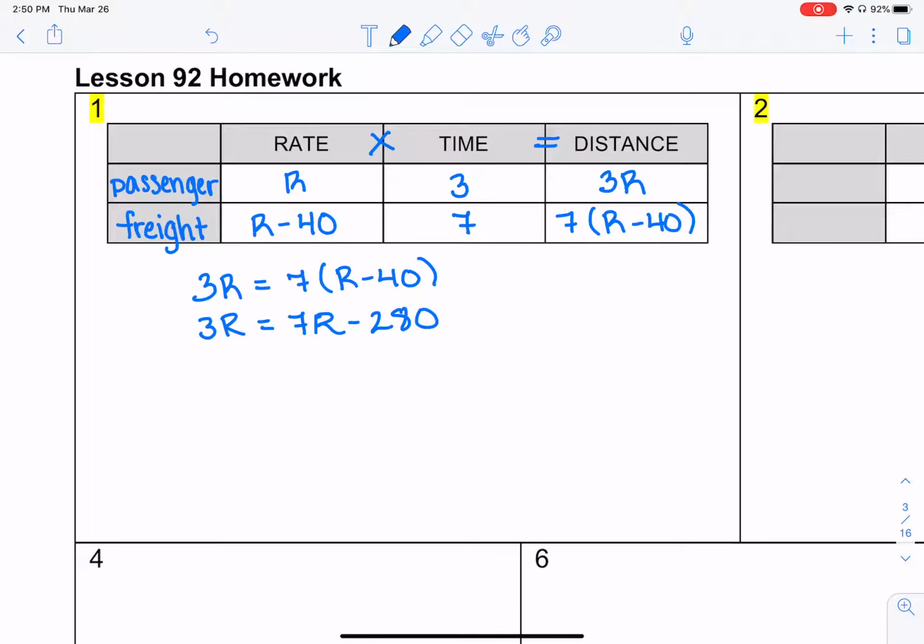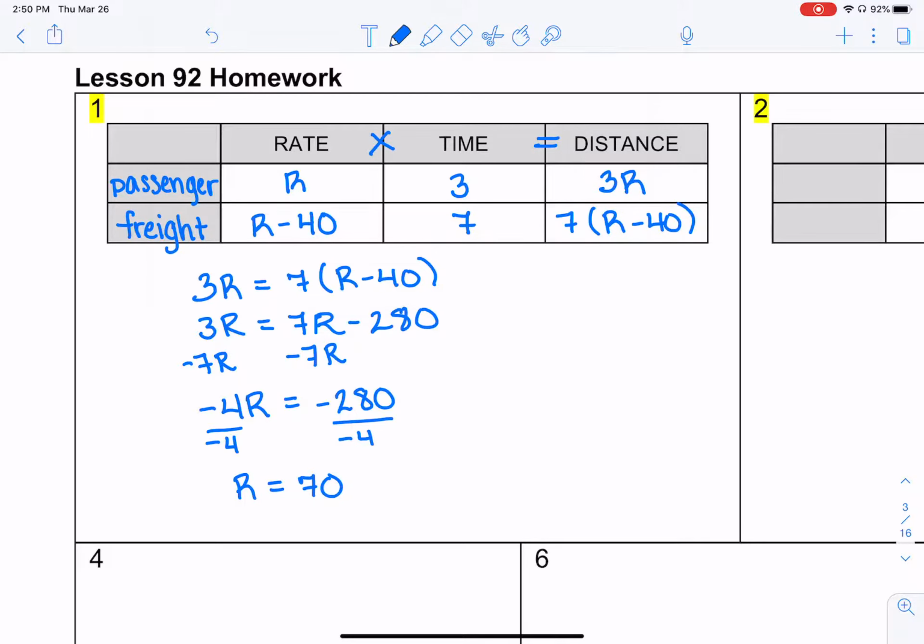And from here, we're going to do some algebra. Let's subtract the 7R back to the left side, and I get negative 4R equals negative 280. Divide both sides by negative 4, and R is equal to 70.